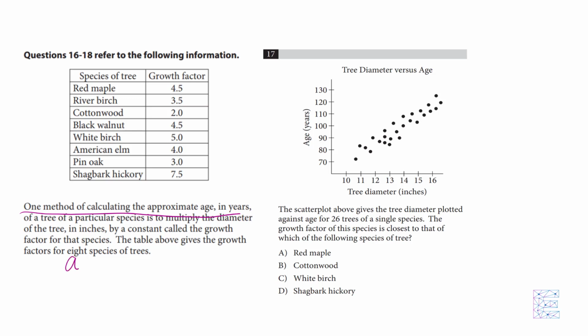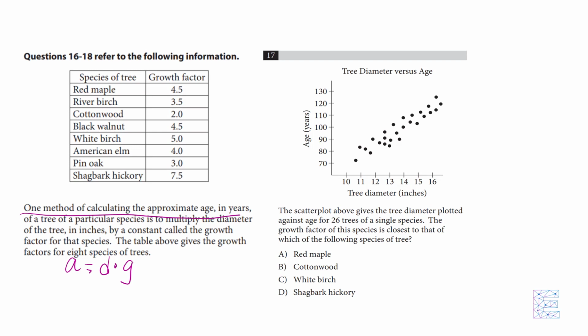To find the age of a tree, you want to take the diameter of that tree and multiply it by some growth factor, which comes from this table right here. Now for the question. It says, the scatter plot above gives the tree diameter plotted against age for 26 trees for a single species. The growth factor of this species is closest to that of which of the following species of tree? So to answer this question, we need to find the growth factor.